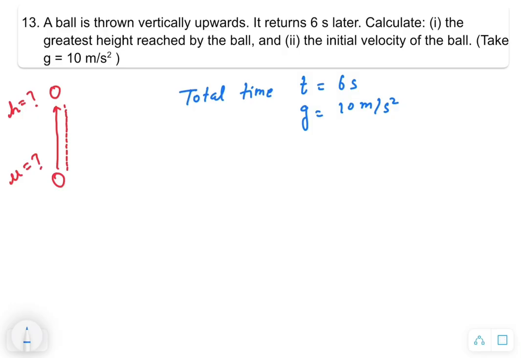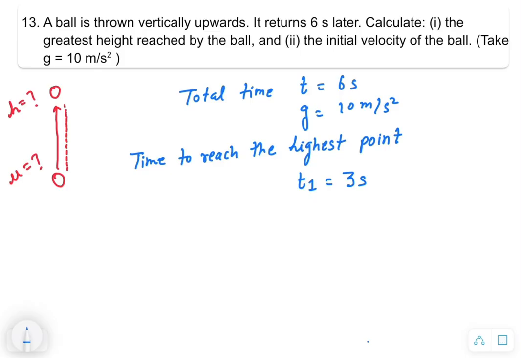Time to reach the highest point, let's say it is t1. T1 would be half of the total time. That means t1 will be equal to 3 seconds.